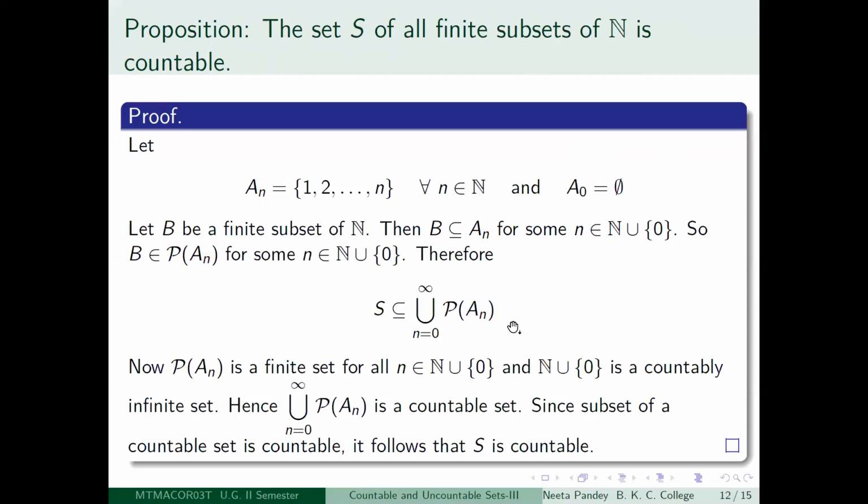Now, what can you say about power set of An? Power set of An is finite. We have already seen. So it is a countable set. And the union which we are taking is over the set n union 0. So this n union 0 is a countably infinite set because it is a countable union of two countable sets. So what we have got on this side is a countable union of countable sets. So this union is a countable set and S is a subset of the countable set. So S is automatically countable. This is what we have proved, that the set S of all finite subsets of N is countable.